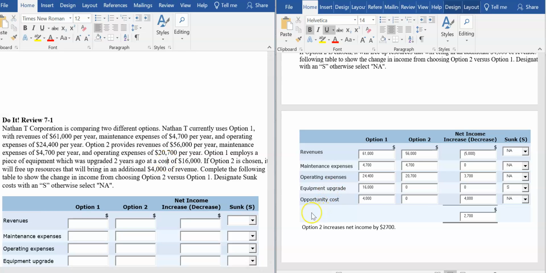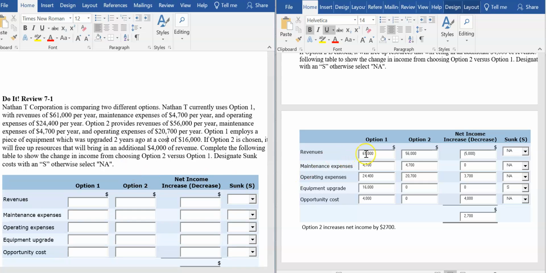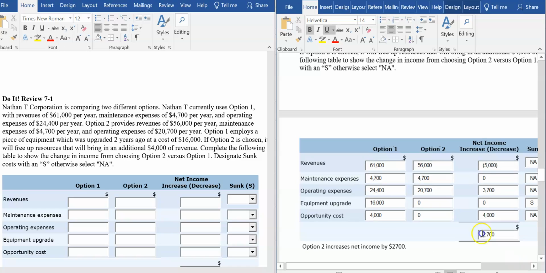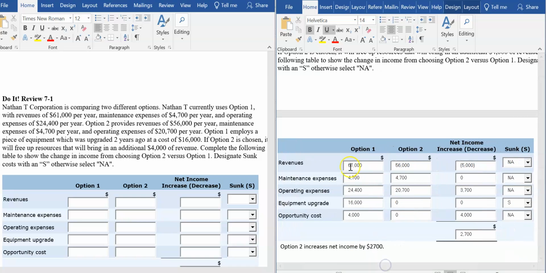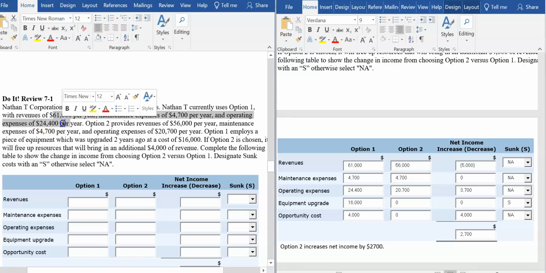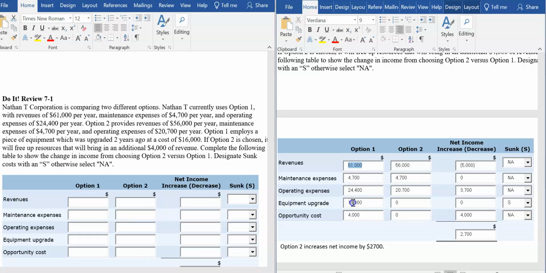Okay, so comparing the two options to determine which has a higher net income. Option one has revenues of $61,000, maintenance expenses of $4,700, and operating expenses of $24,400. Additionally, it had an equipment upgrade of $16,000 in the past, which is a sunk cost, and we have to ignore it. It really shouldn't even be in here.